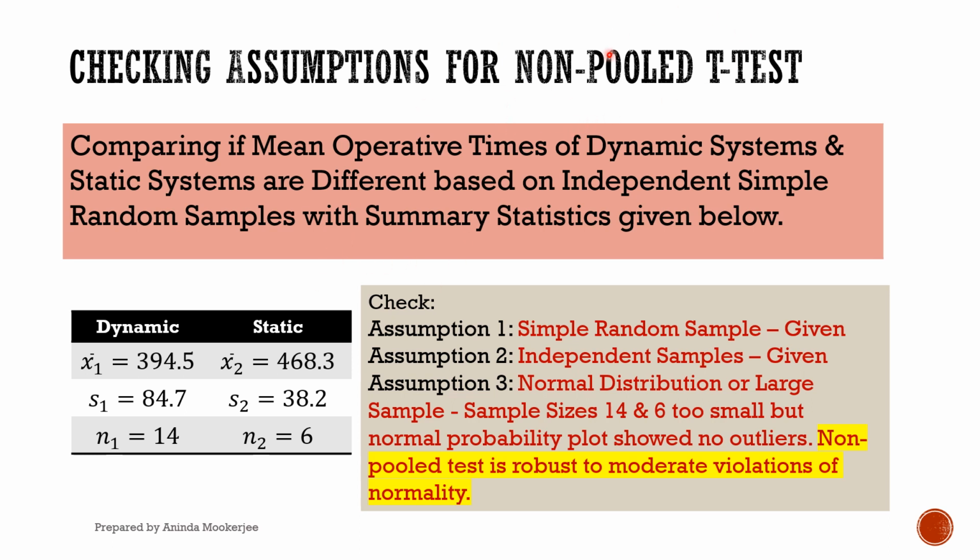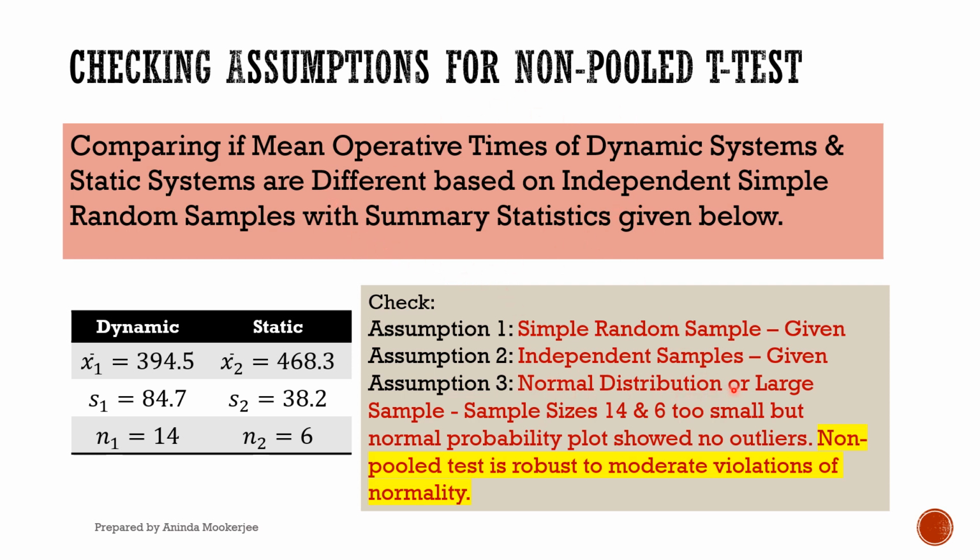Let's check the assumptions for the non-pool test. Assumption 1 was simple random sample, and that we have to find from the wording in the question given to us. All studies must be simple random samples, otherwise it's not valid. We cannot even proceed to the next assumptions. For this particular problem, it has to be independent samples, and that should also be given in the question. Assumption 3 is about the distribution. It has to be a normal distribution. That too has to be stated somewhere in the question, so look for it in the question itself.